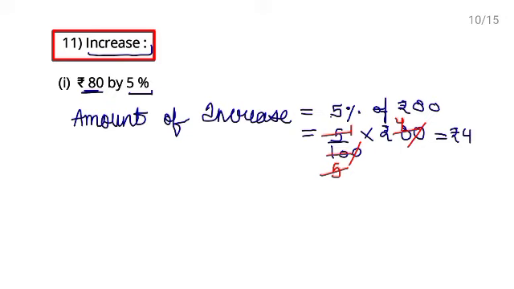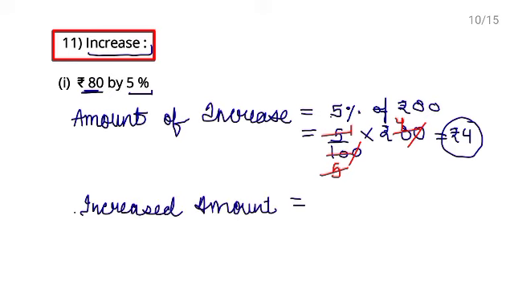Clear? Now this amount is increasing, but they are asking कि increased amount find out करना है. So increased amount is, so the increased amount is original amount 80, जो पहले से amount है 80, उसमें increase हो रहा है ना, it means value add हो रही है. So plus कर देंगे the amount of increase 4. So the answer is ₹84.